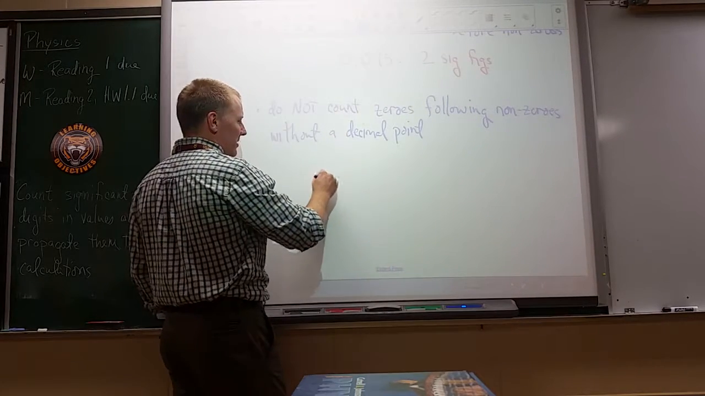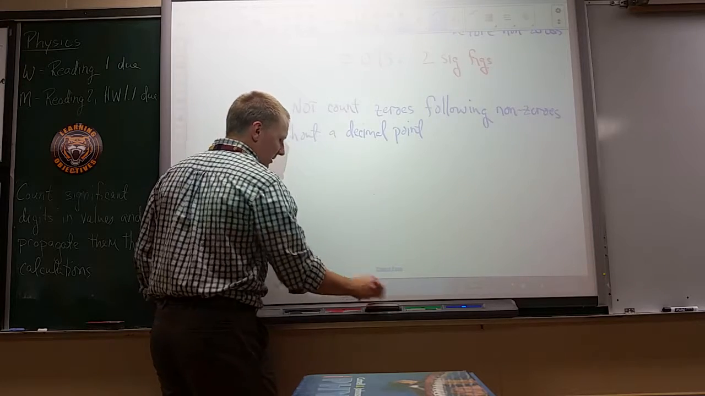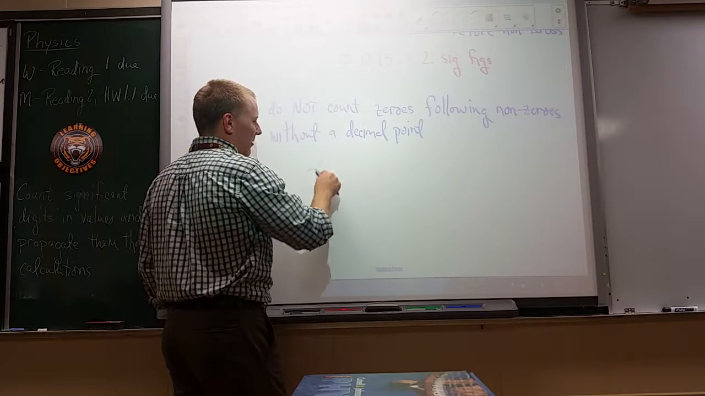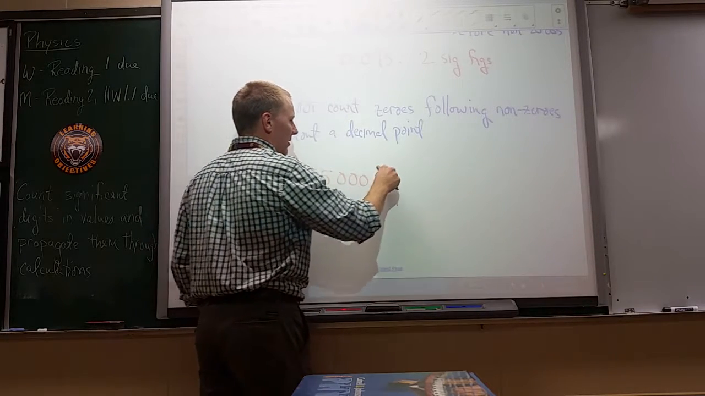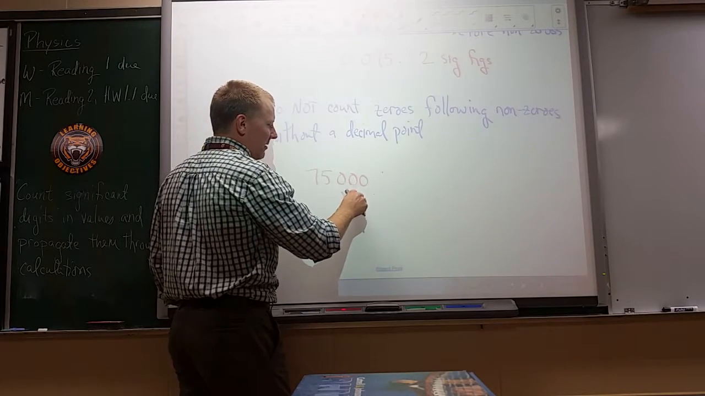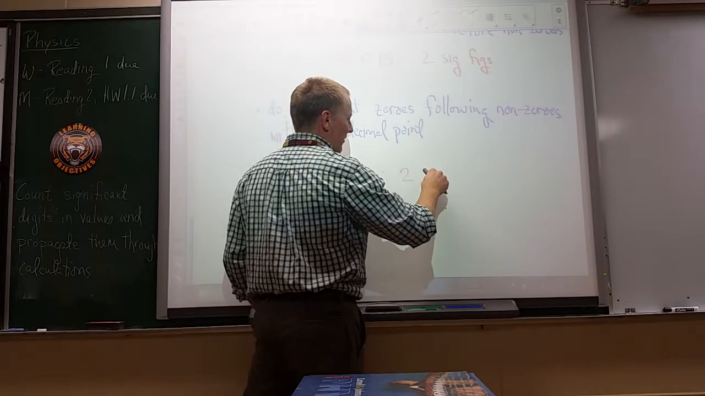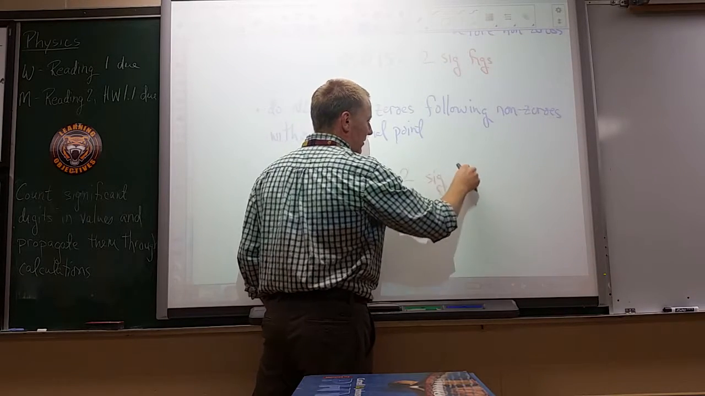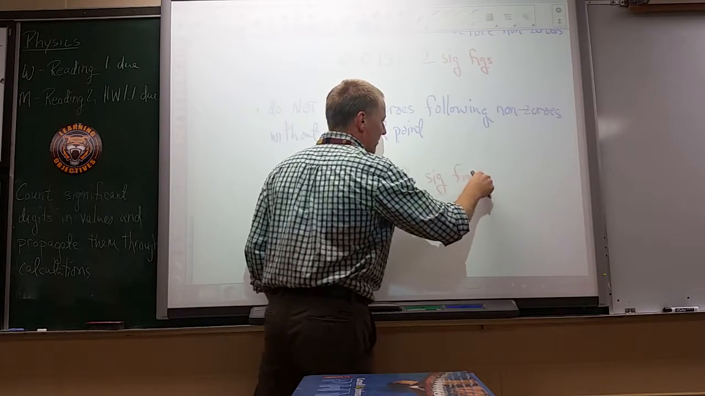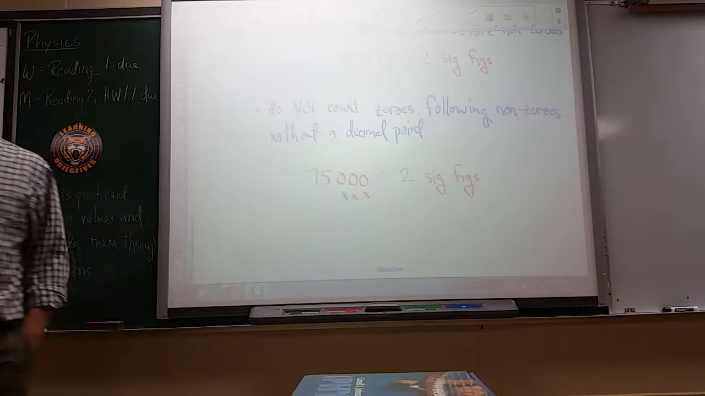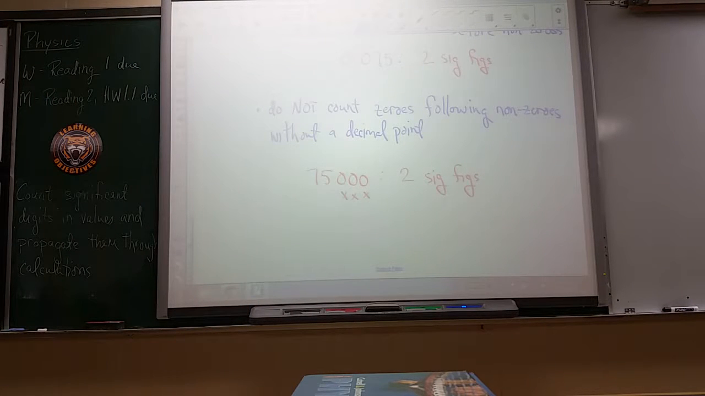That would be like 75,000. We don't count these, so this only has two sig figs. Here's the reason why. The zeros that we don't count don't add any new information.